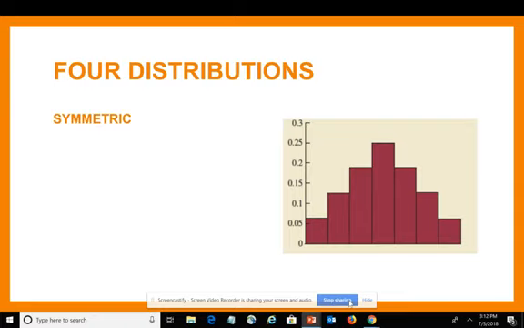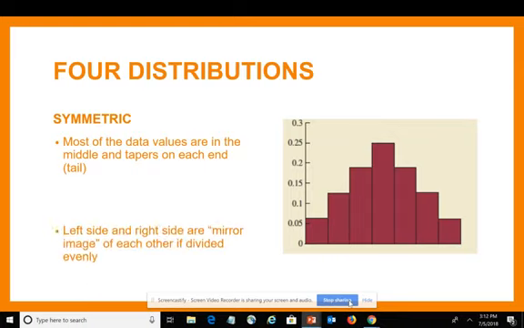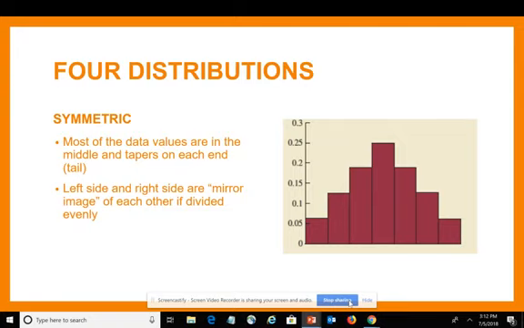The third distribution is symmetric. With a symmetric distribution, most of your data values tend to fall in the middle, and it tapers off on each end, which we call a tail. If you could imagine taking the graph and folding it in half, the left side and the right side would be virtual mirror images of each other.